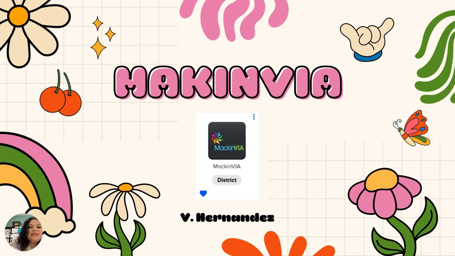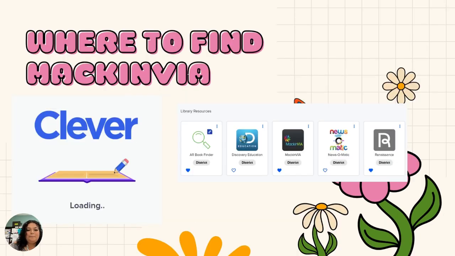Okay, so this is just going to be a quick professional development on Mackin Via, which is the hub for all our online library resources. The easiest way to find Mackin Via is through Clever. It is under the library resources, and it's going to be the black one with the little rainbow fan.